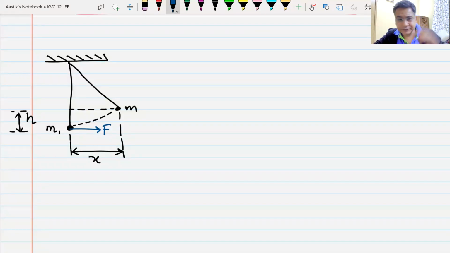Now, here is a small question for you. This is a pendulum, a string attached to a mass of bob M. Now, somehow I am moving it. I apply a constant force F. Remember, this force F, the blue force, is a constant force. I apply a constant force on this block.